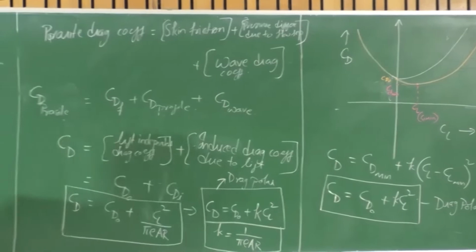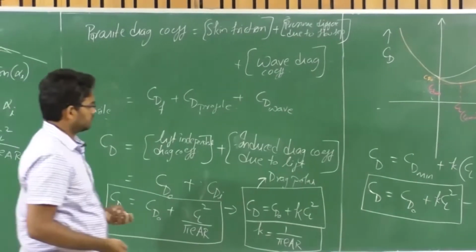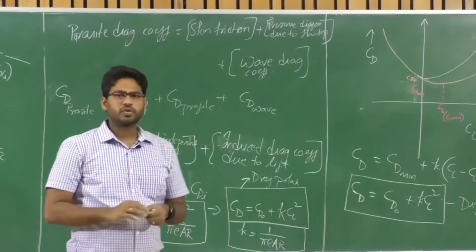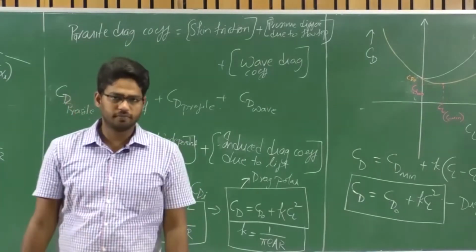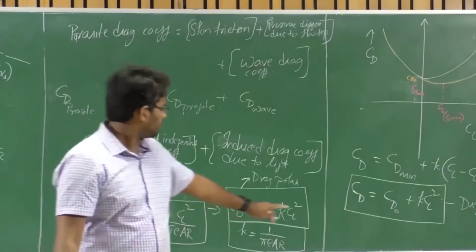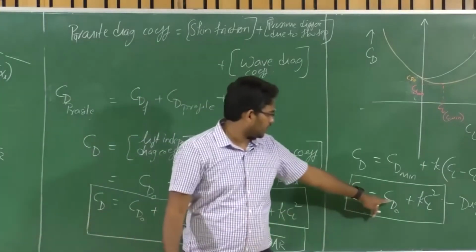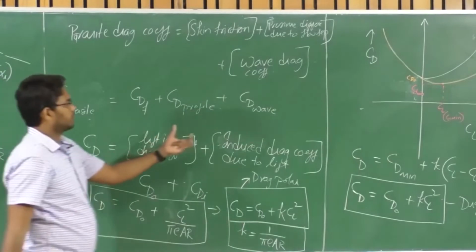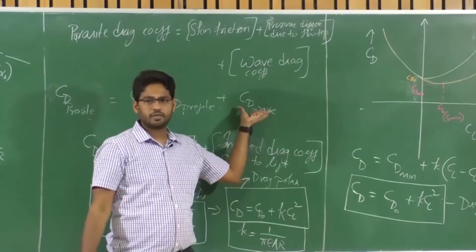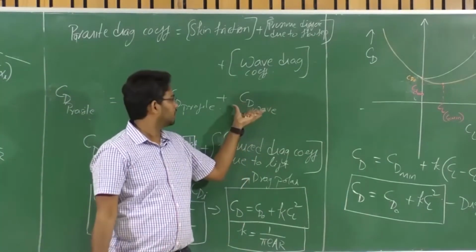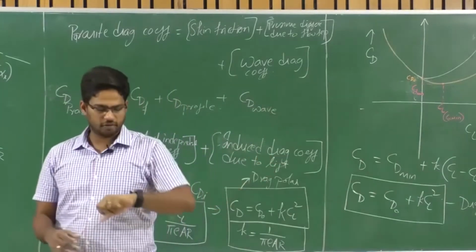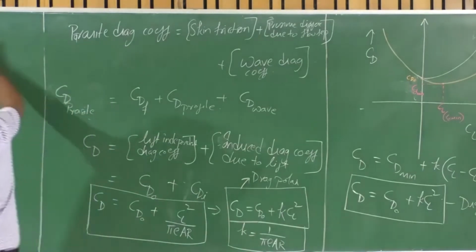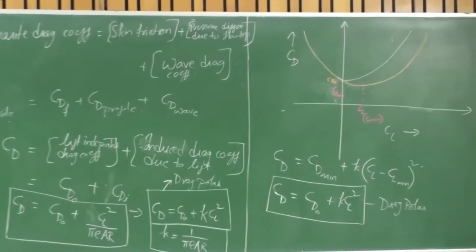So let's now talk a bit about, before doing that, let's solve one example problem. Why? Because I want to talk about this wave drag, why there is a wave drag at higher subsonic or higher speeds. We'll discuss this very soon, maybe in the next 15 minutes. Meanwhile, we'll solve one example problem related to the concept that we just discussed.